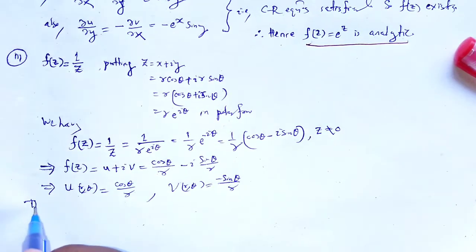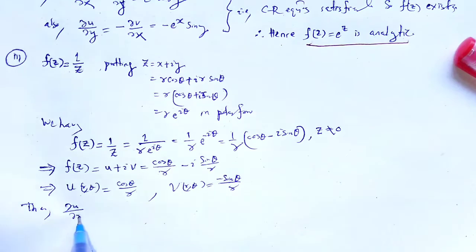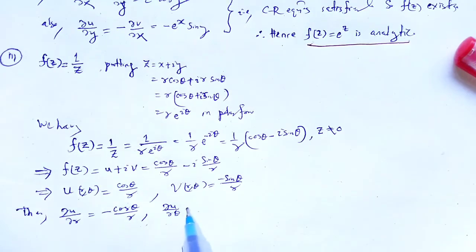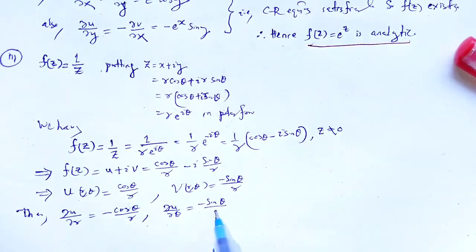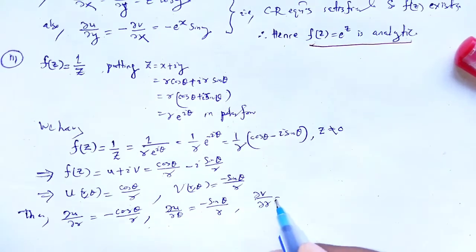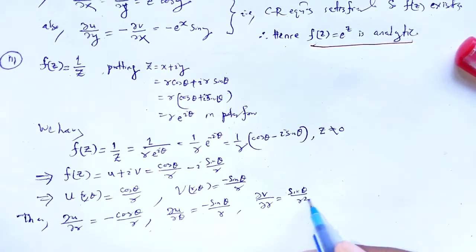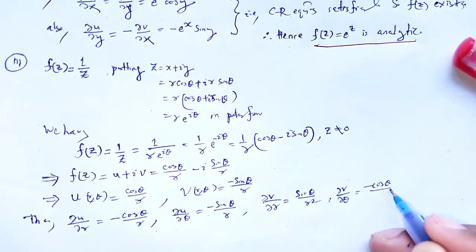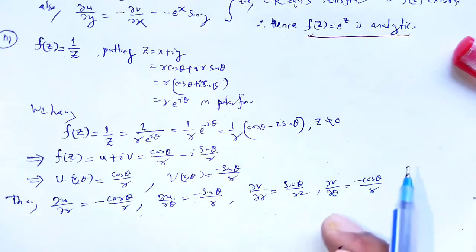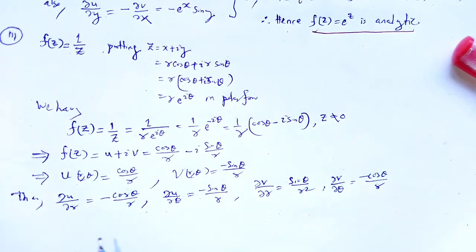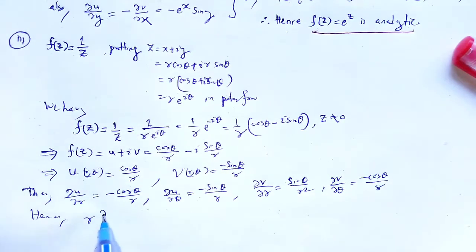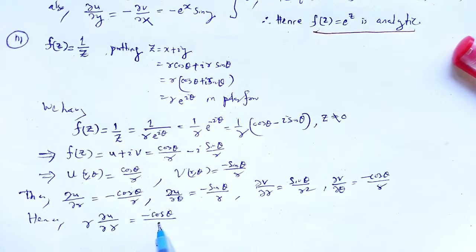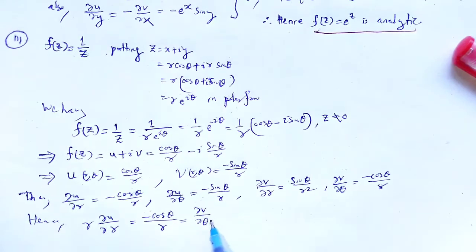Next, the partial derivatives: del u by del r is equal to minus cos theta divided by r square, and del u by del theta is minus sin theta divided by r. Next, del v by del r is sin theta divided by r square, and del v by del theta is minus cos theta divided by r. These are the partial derivatives required to show the CR equations. Hence, r del u by del r is equal to minus cos theta divided by r, which is equal to del v by del theta.